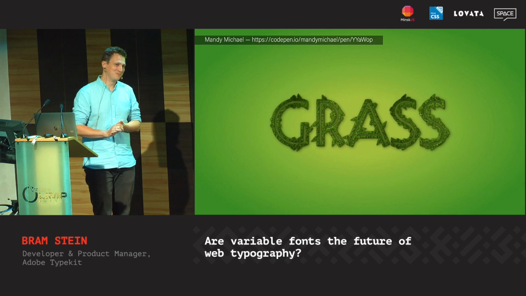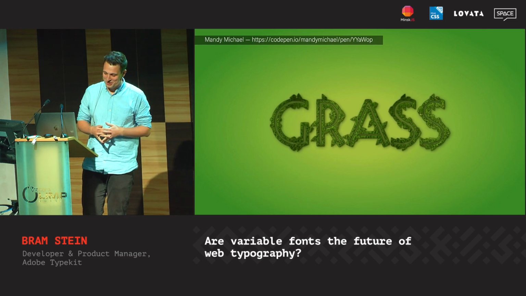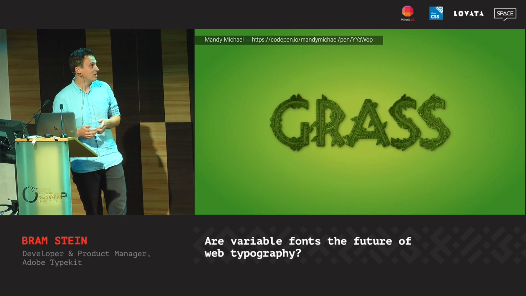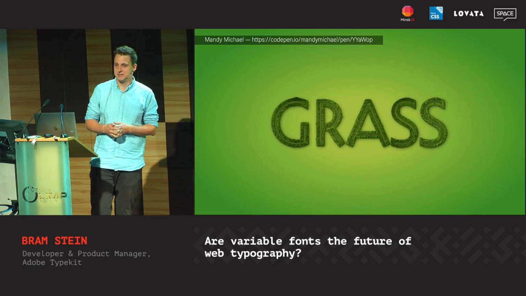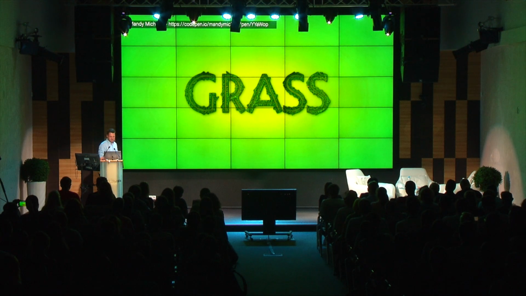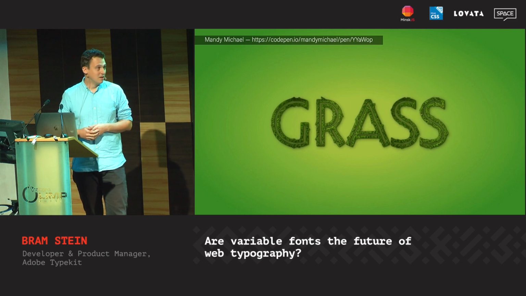And, well, you knew I was going to bring up this slide. So this is a demo using Decovar by Mandy Michael. And it's made entirely with variable fonts and CSS effects. So you can, as was pointed out before, type with this text. You can do anything with it that you can with normal text. And this basically simulates a grass growing effect using the little things in the typeface that stick out.